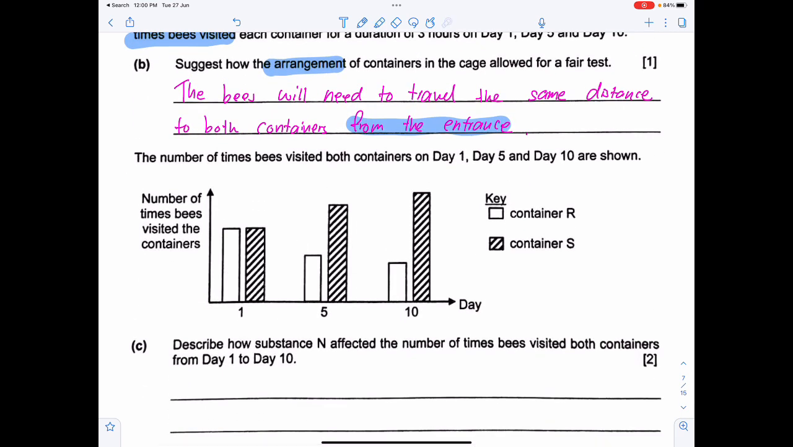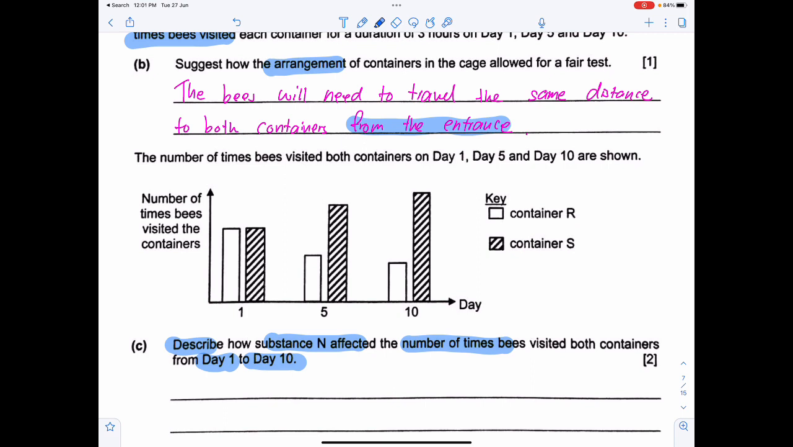Next, the number of times the bee visited both containers on day 1, 5, 10 are shown. Okay? And then they show you the key. Describe how substance N affected the number of times the bee visited both containers from day 1 to day 10. Now, the graphs questions are becoming more complex and they are becoming more authentic in PSLE. So when they ask you to describe when you have graphs, the first thing you need to do is to look at if there's any trend and how many trends are there.